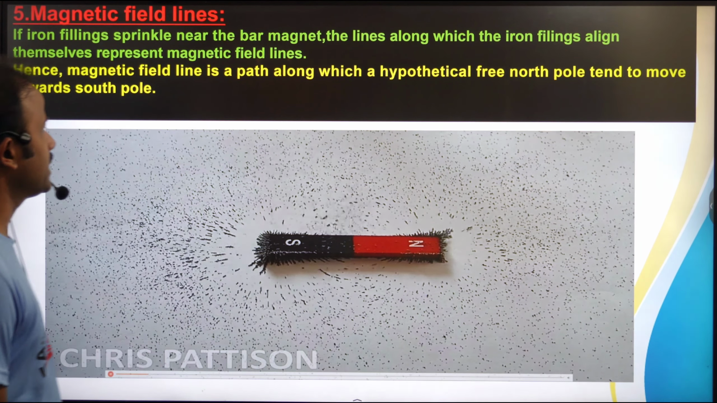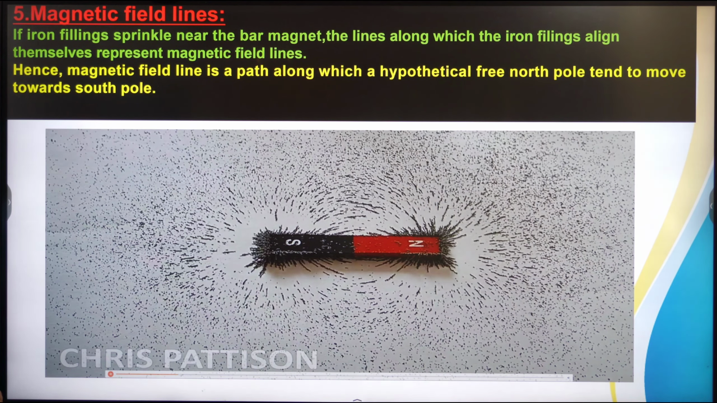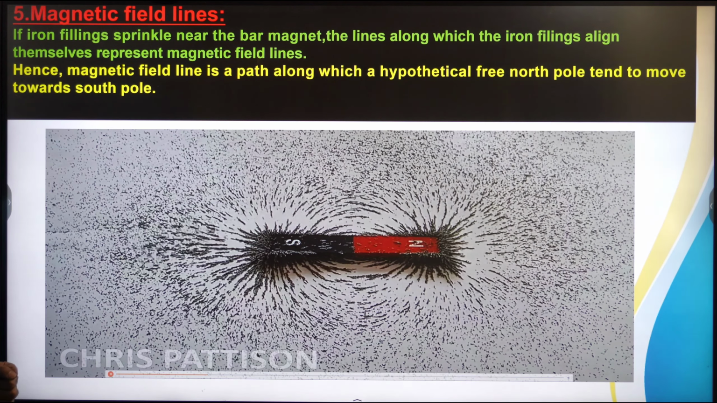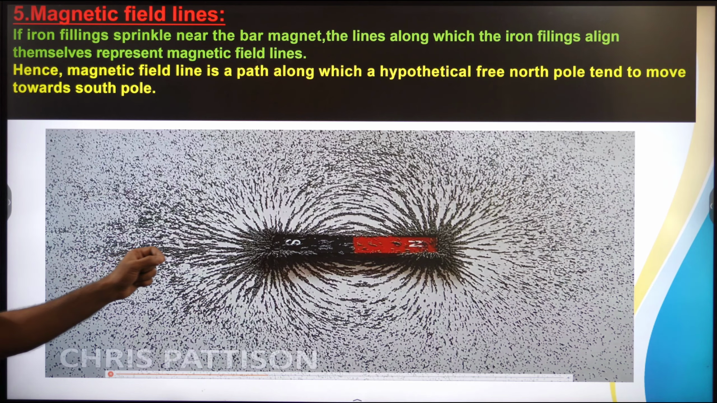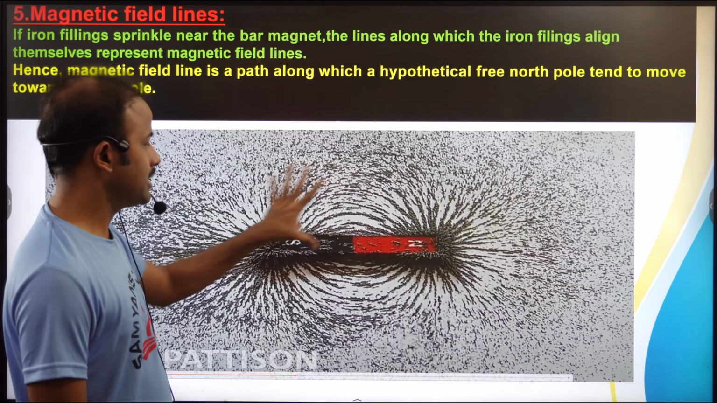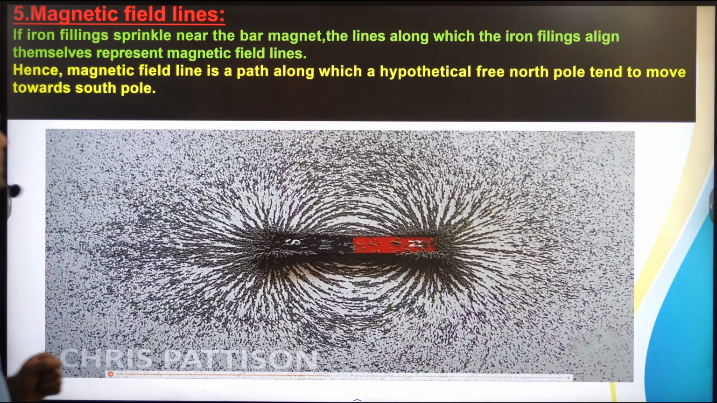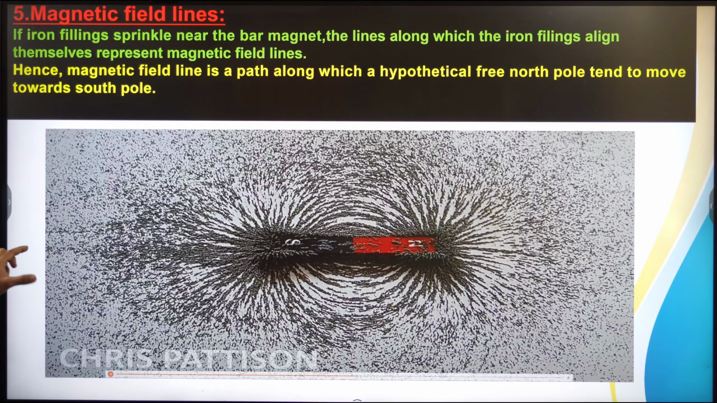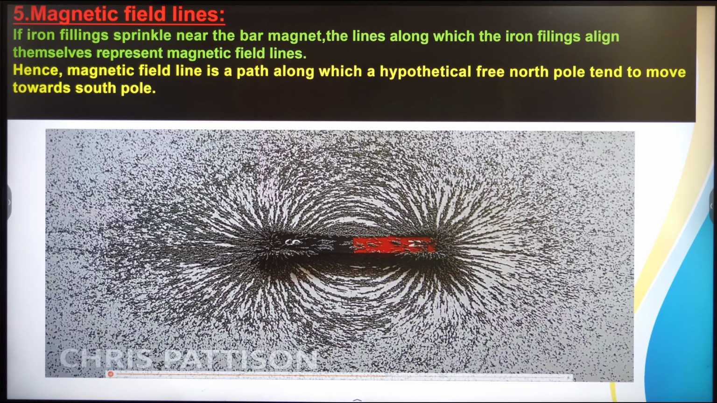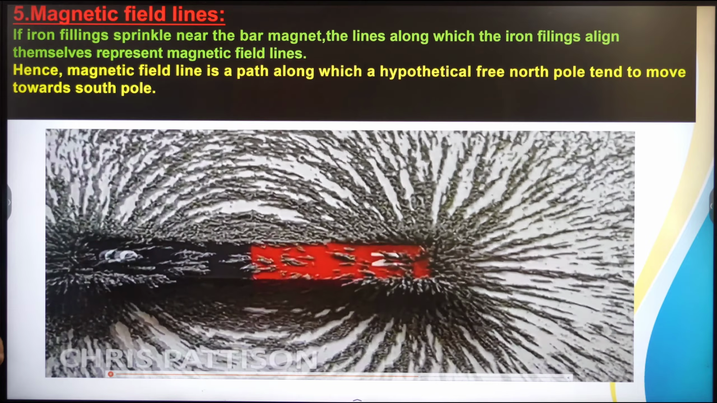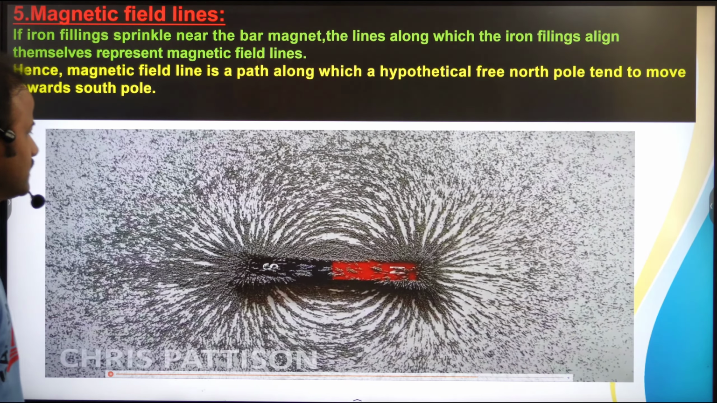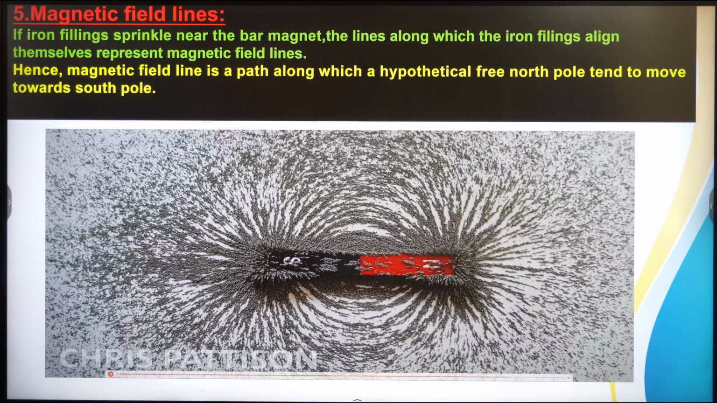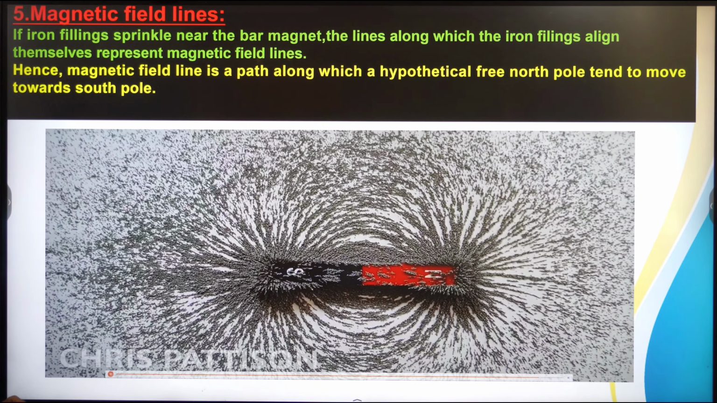Now you sprinkle the iron filings around the bar magnet. Now we can see the iron filings take an alignment pattern, right? So if iron filings are sprinkled near the bar magnet, the lines along which the iron filings align themselves represent the magnetic field lines. Have you observed this? And this is about the magnetic field line pattern.